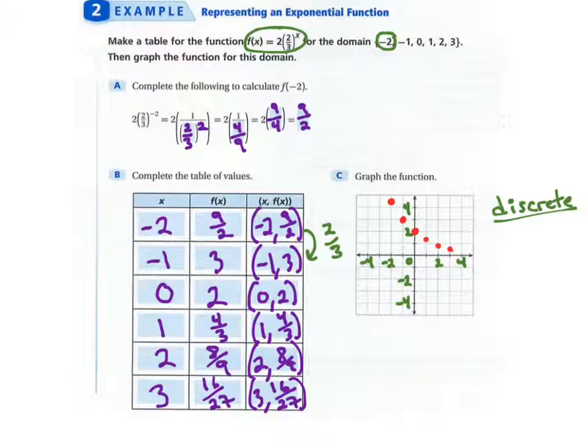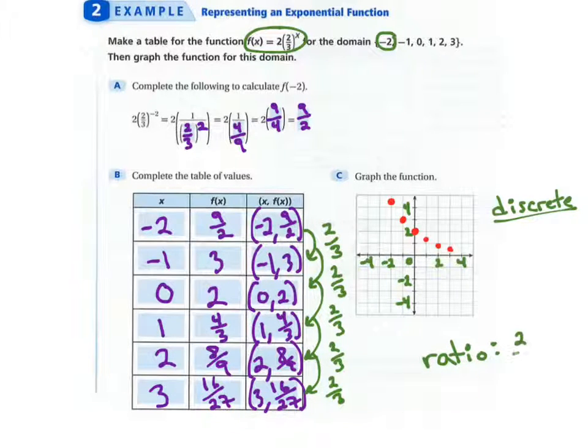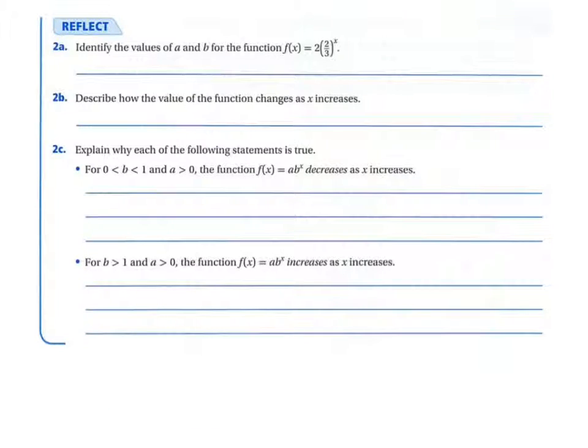And notice each one went up by what? It went down actually, but we multiplied by 2/3 each time. So remember that terminology of the constant ratio? Well, that constant ratio is 2/3. Look at that, what we multiply by each time, 2/3. All right, I'll give you a moment to pause and fill this out, reflect on your own before you play.